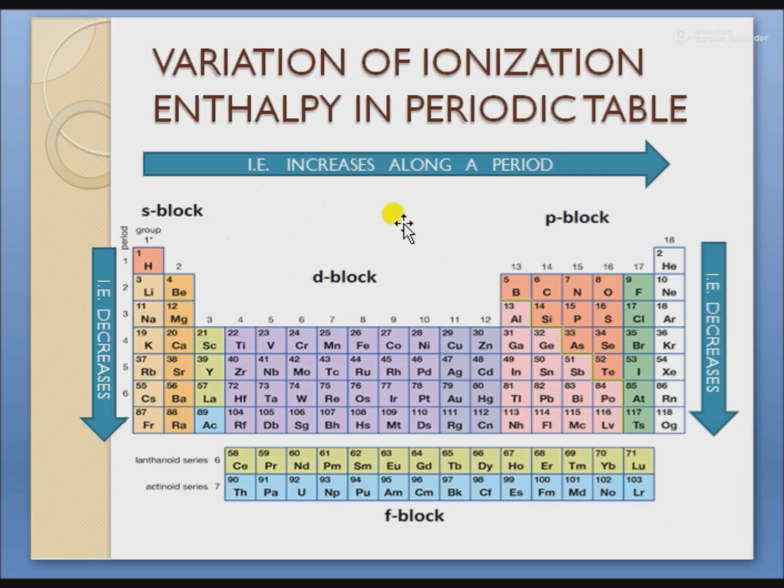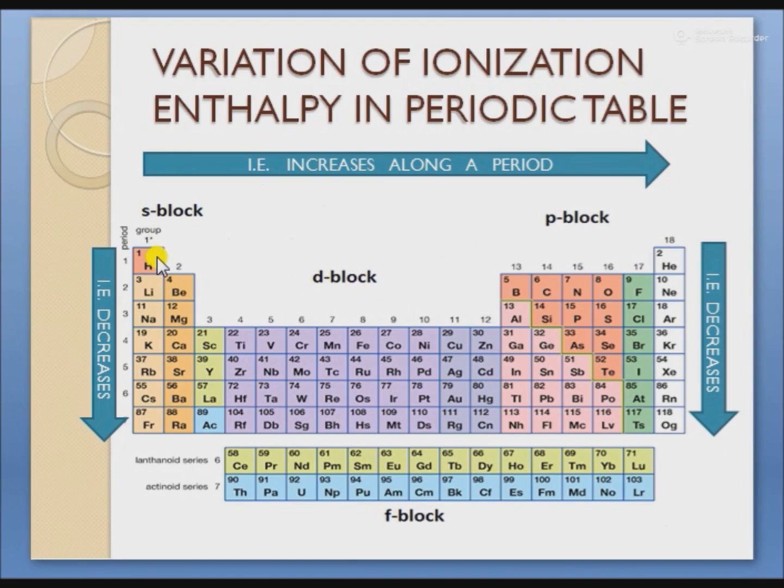Variation of ionization enthalpy in the periodic table. Ionization enthalpy increases along the period. This is due to the increase in effective nuclear charge and decrease in atomic radius. As the effective nuclear charge increases, the outermost electrons are more strongly held by the nucleus, and thereby the atomic radius decreases, and we require more energy to remove the electron from the outermost shell.